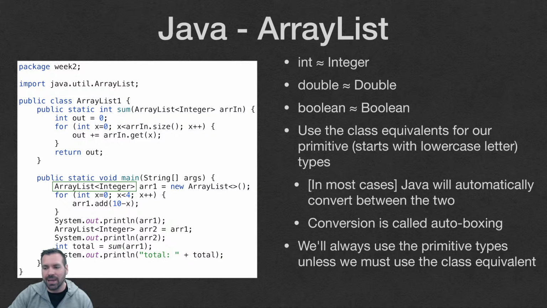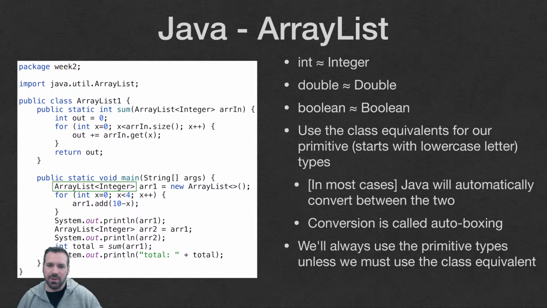The rule of thumb in 116 is we will always use the primitive types unless it is a type parameter. It's the only time where we have to use the class types. In every other situation ever, we're always going to use the primitive types. So if you have a method that takes a double, it's got to be a lowercase d double every single time. As long as you're always doing that, you don't really have to overthink this.